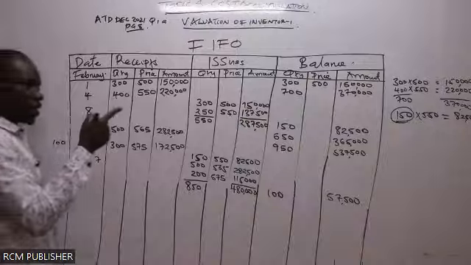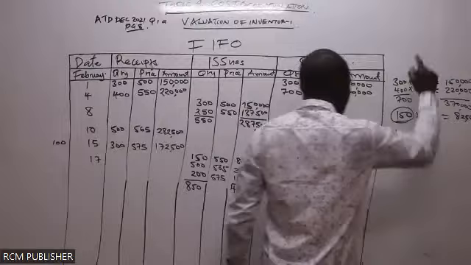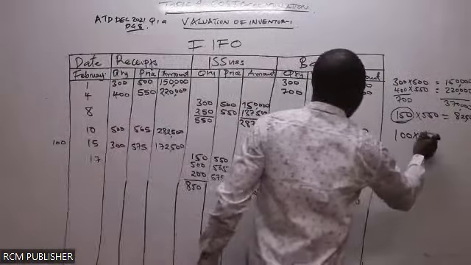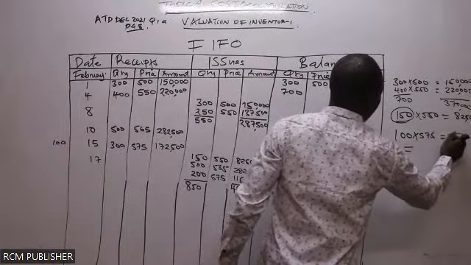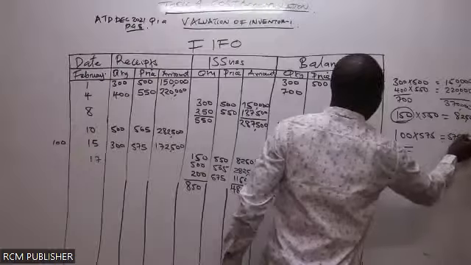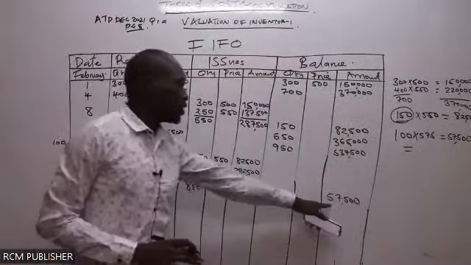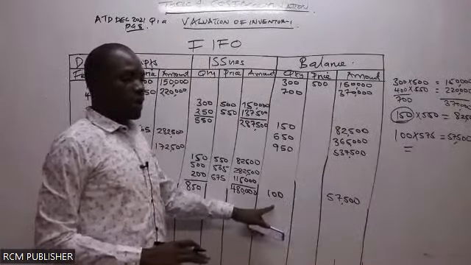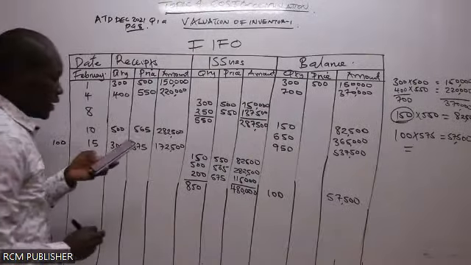100. Take your remaining units, 100, and multiply by the price at which they were brought in, that is 575. When I multiply that, I'm going to have 57,500. Confirm, is it not tallying? 57,500, units 100. We've confirmed here. Let's proceed to the next date now.